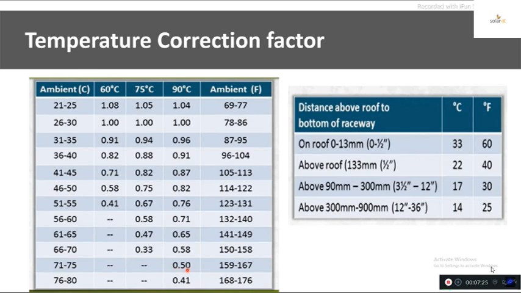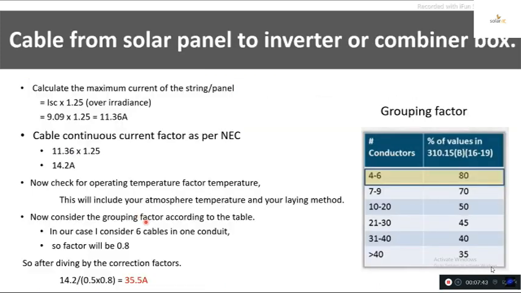One more thing I would like to tell you: if you want to decrease this temperature, you need to increase the height of the conduit from the roof. Those details are mentioned here, and you can refer to this chart. And the other factor, like I said earlier, is the grouping factor. I am assuming that there will be 6 cables in one conduit, so I need to consider the grouping factor.